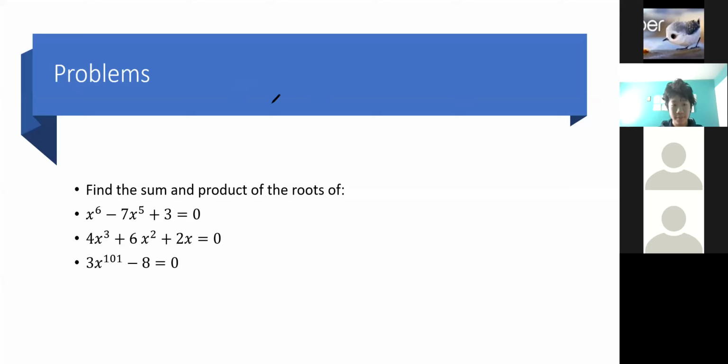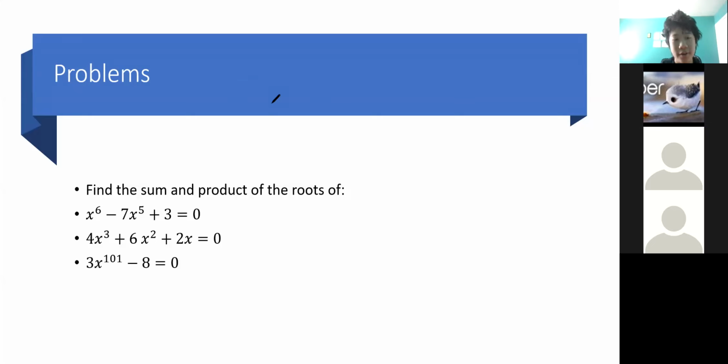The sum, remember, is the negative of the second coefficient over the first one. The first ratio is negative, so we've got to take the negative of that. So it was negative 7 over 1, negative of negative 7 over 1. So this would equal 7. This was the sum. Nice job.